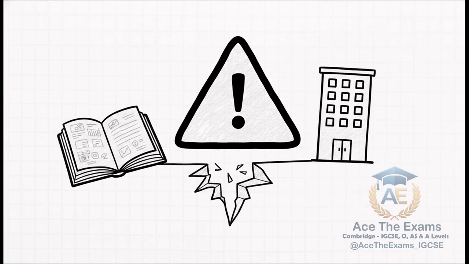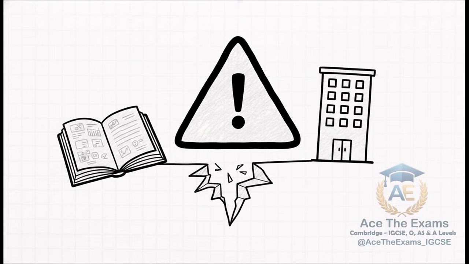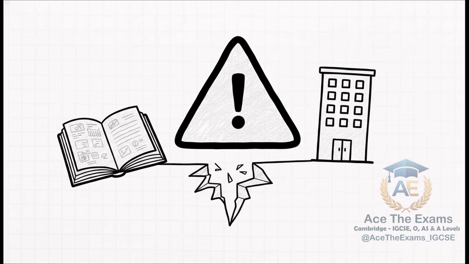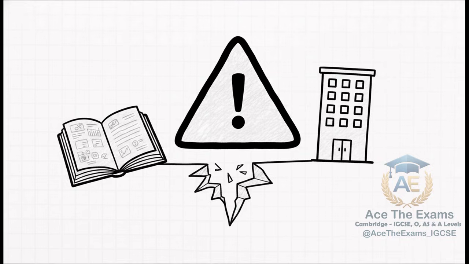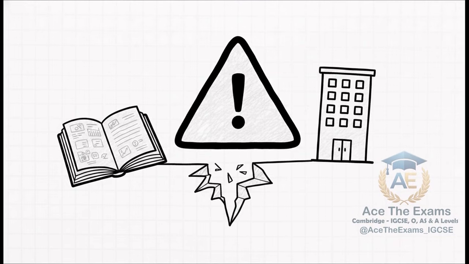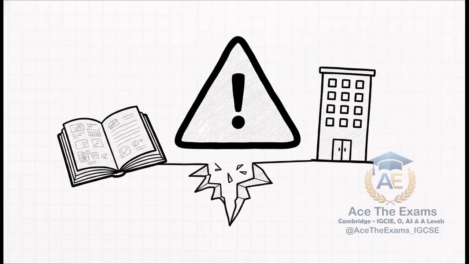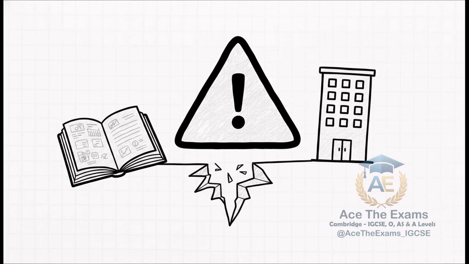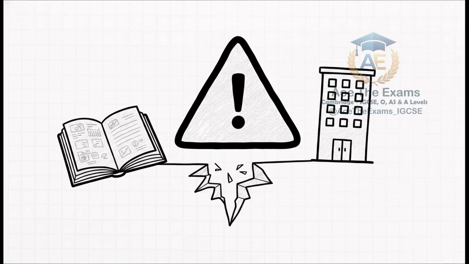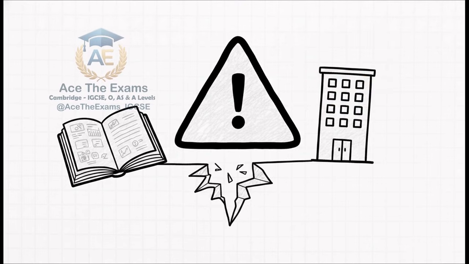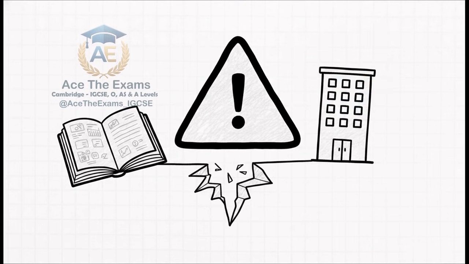Number 1, answers are too vague. Number 2, students forget format and presentation. But number 3, guys, this is the absolute killer. Answers lack specific context. This imaginary candidate committed the fatal sin of writing a brilliant, textbook perfect answer that had absolutely nothing to do with the specific business scenario provided in the exam. You have to remember, context is king in IT 9626.